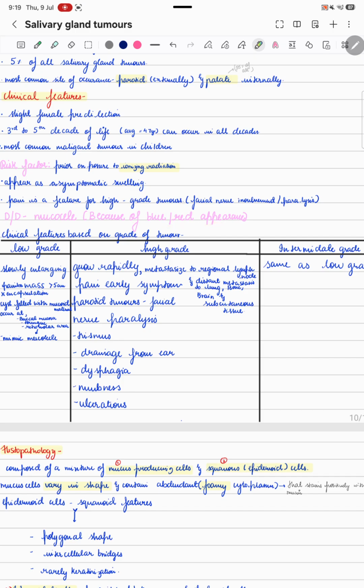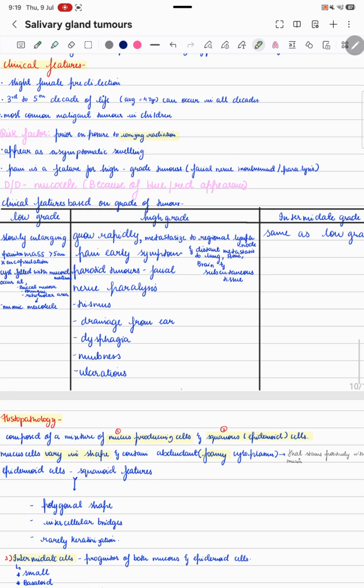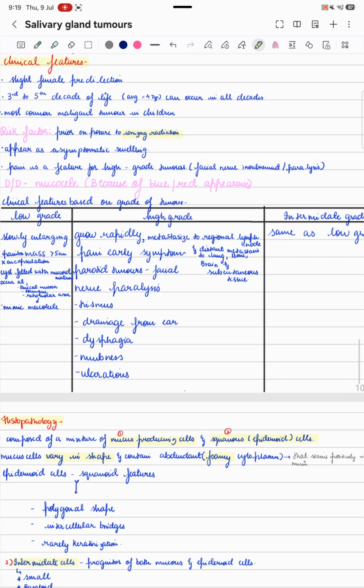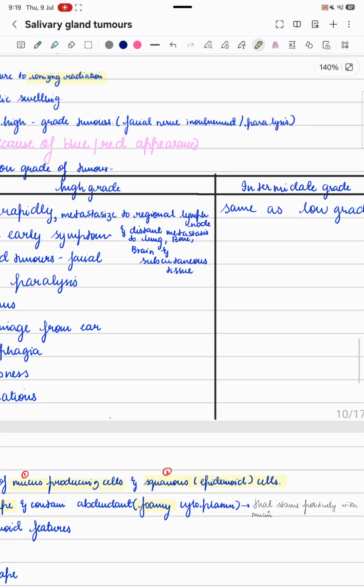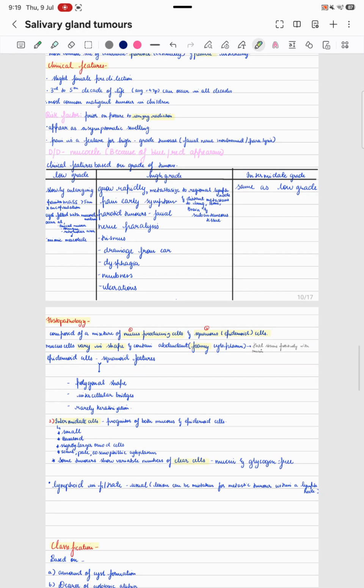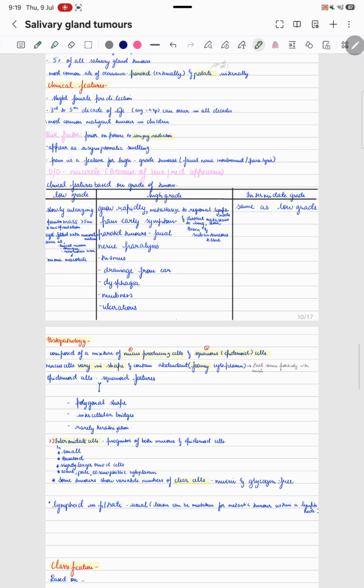That is why people can mistake it for mucocele. Now coming to the clinical features, based on the grade of the tumor, it is classified into 3 grades, that is low grade, high grade and intermediate grade. So in low grade, it is a slowly enlarging painless mass which is less than 5 centimeter, and it is encapsulated.